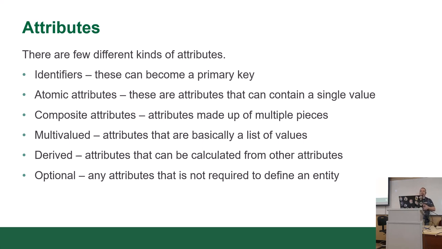So a fax number, for example, would be an optional attribute. You don't need it to define someone. It's just nice to have, or not anymore, but at one point it was nice to have. So that's an optional attribute.